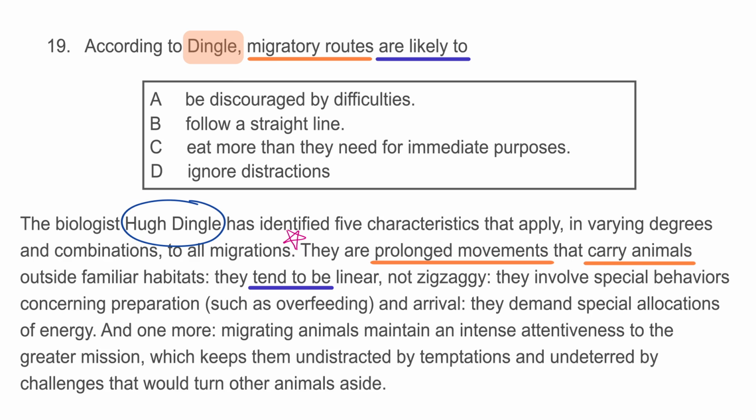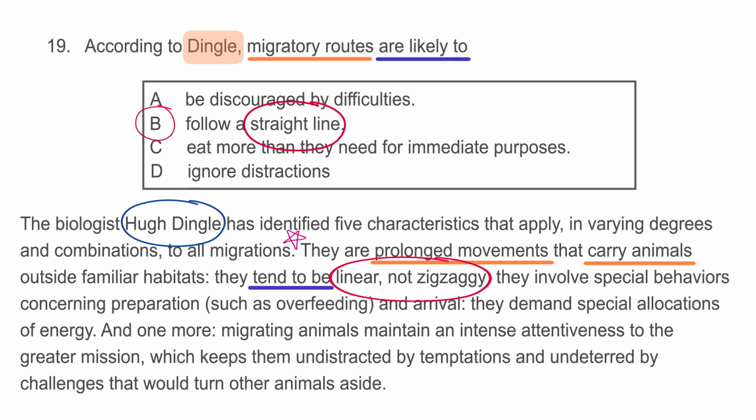Now, it's time to read the answer choices, and we have to find anything that's related to not being zigzaggy or the way that is linear, all right? A is be discouraged by difficulties, which is not the answer. Follow a straight line. Well, that's it. Straight line means linear, not zigzaggy, all right? That is the answer for this question.